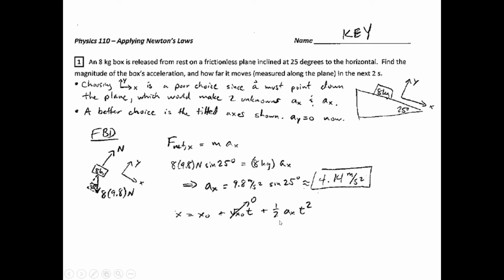Ax is not 9.8 here, or minus 9.8. Ax is the acceleration we just found. That's how fast it's accelerating. So I plug in t equals 2 and the acceleration that we have, and we get 8.28 meters. We're assuming this ramp is long enough that there's actually room for it to accelerate that far without going off the end of the ramp.